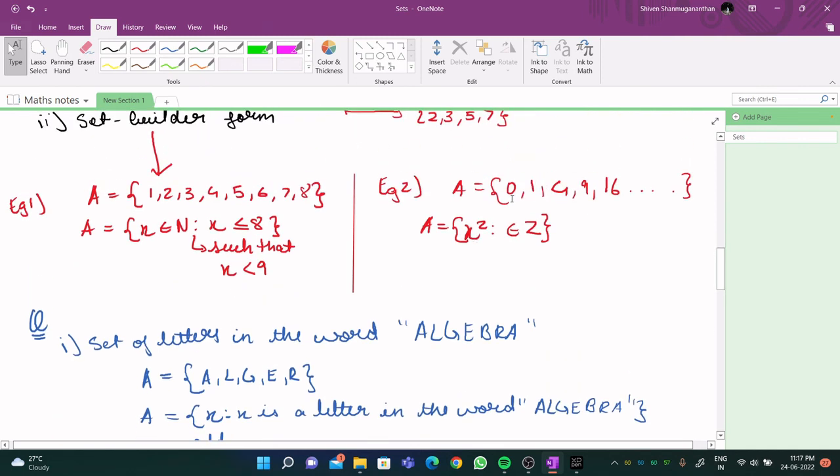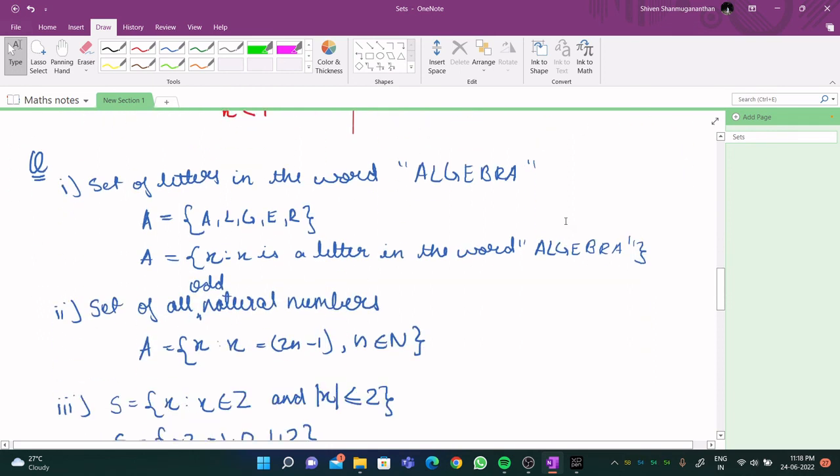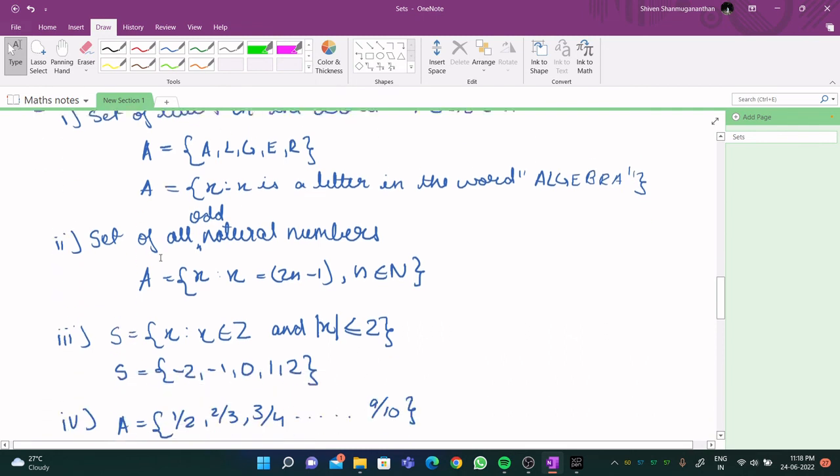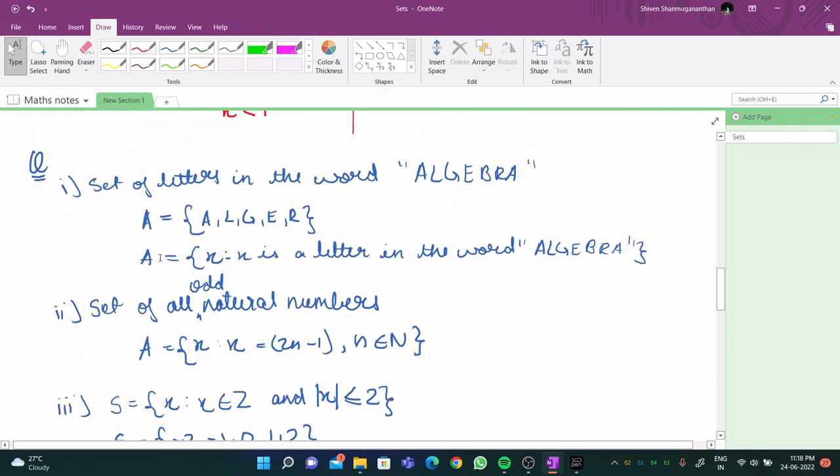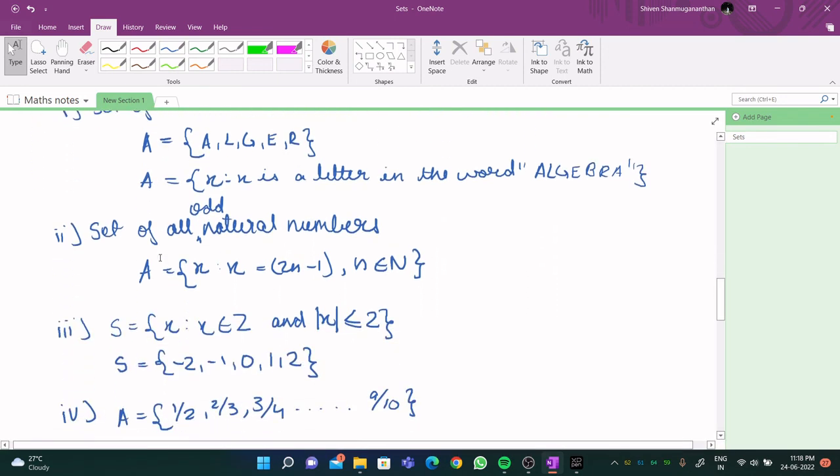Example 2, we have here 0, 1, 4, 9, 16. This can be represented as x squared such that x belongs to integers. Now, why integers? Because even the square of negative integers would give you positive numbers here. So even the square of -2 would be 4, -3 would be 9, etc. Now we did some examples here of how to represent sets in their roster form as well as their set builder form.